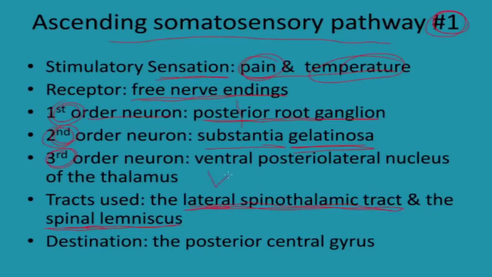This is the ventral posterior lateral nucleus of the thalamus. From there, it goes on to the internal capsule and the corona radiata in the cerebral cortex. Its destination is the postcentral gyrus.